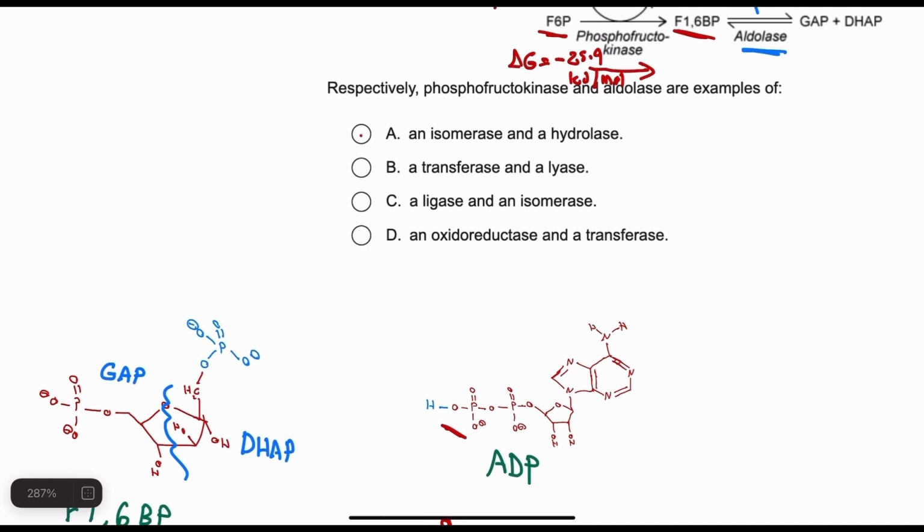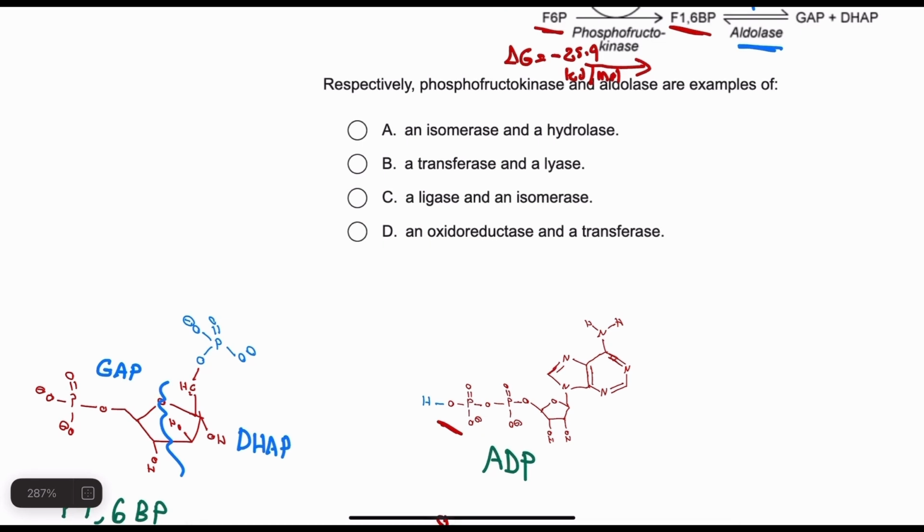A, an isomerase and a hydrolase. It wasn't really an isomerase in the first step. I know it may look like it, but don't forget that you added a whole new group. So you didn't just simply rearrange, you added a group. Definitely not A. B, a transferase and a lyase. Now, I'm really liking the sound of this one because, as we said, in the first reaction, we transferred phosphate groups, and in the second reaction, we split them down the middle. And lyase, we know, breaks bonds, right?